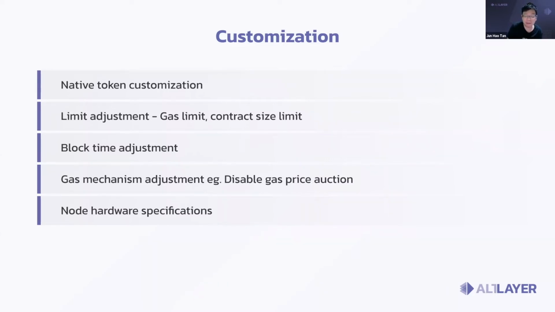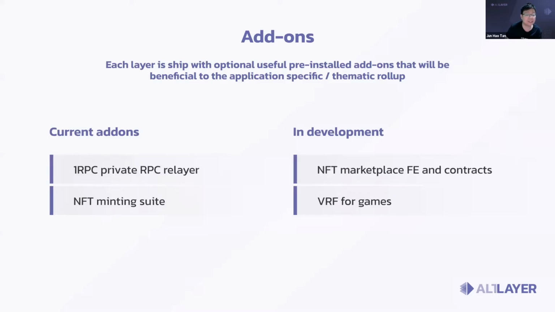And lastly, the hardware specification for your, let's say, archival node or RPC node, that's also customizable. And on top of that, like I mentioned, appchains really lack a vibrant ecosystem. What we are also building is what we call add-ons. This can be in the form of smart contracts, utilities, SDKs, and so on. And this provides additional services to your application-specific or thematic rollup.